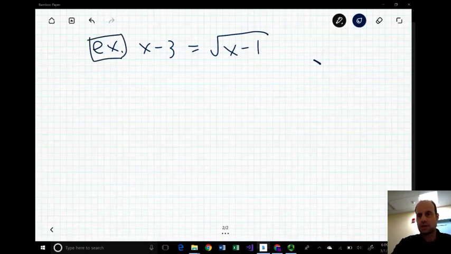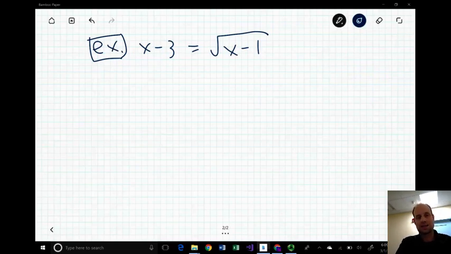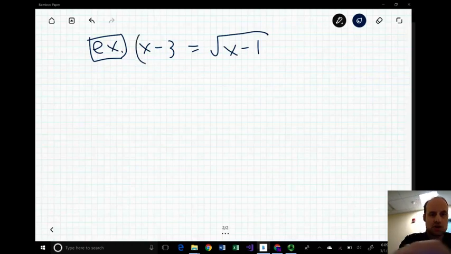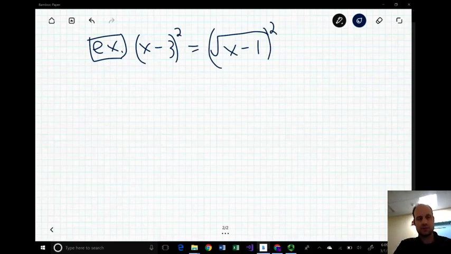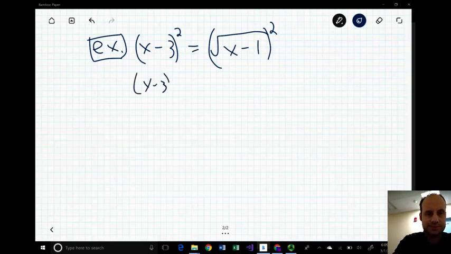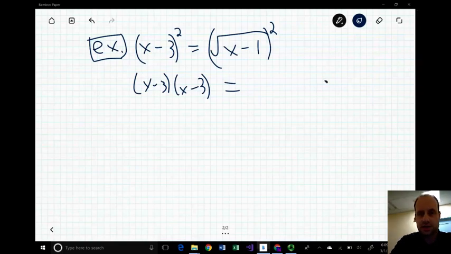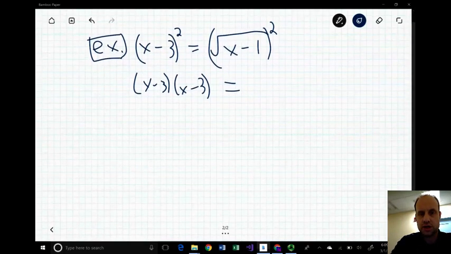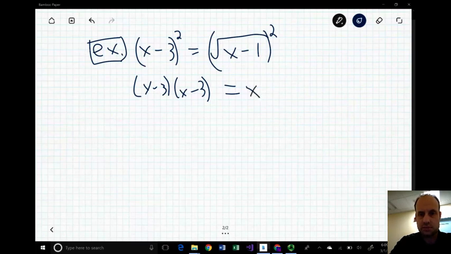Okay, let's take a look right here. First of all, to get rid of any square root, to cancel that out, we're going to take the second power. So we're going to get squared and squared. Right here we have x minus 3 quantity squared, so that'll just be x minus 3 times x minus 3, equals the square root of x minus 1 squared. Well, that cancels it out, so we're left with just regular old x minus 1.